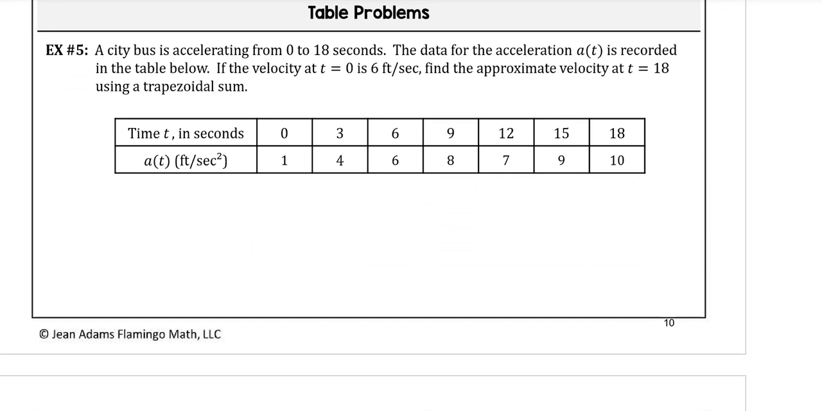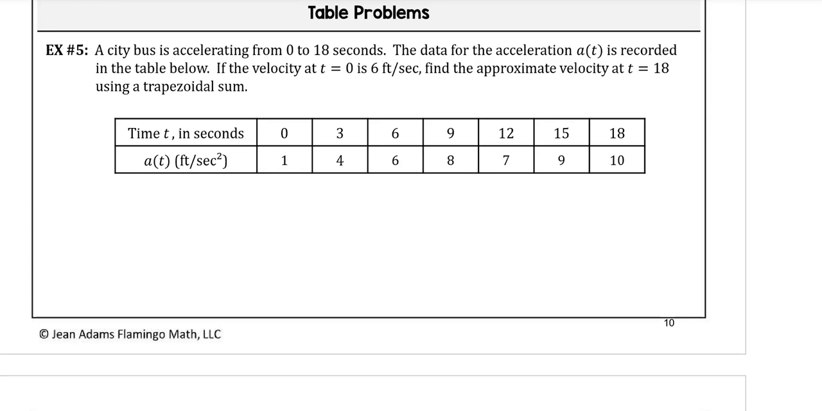Okay, sometimes, as you guys are well aware, the AP test likes to give tables. So here's an example using a table. A city bus is accelerating from 0 to 18 seconds. The data for the acceleration, A of t, is recorded in the table below. If the acceleration at t equals 0 is 6 feet per second, find the approximate velocity at t equals 18 using the trapezoidal rule, or trapezoidal sum.